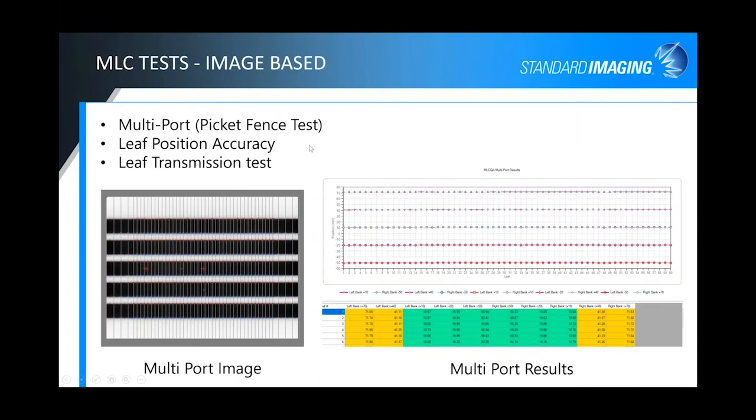For the image-based MLC tests, we do a multi-port or picket fence test. We do a leaf position accuracy test, and then we do a leaf transmission test as well, testing both the inter-bank leakage and the inter-leaf leakage. For example, here is a multi-port image, our picket fence test, showing you the results on the right, both in graphical and tabular form. And you get similar feedback on the leaf position and the leaf transmission tests as well.